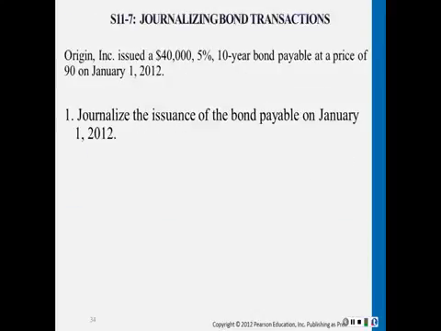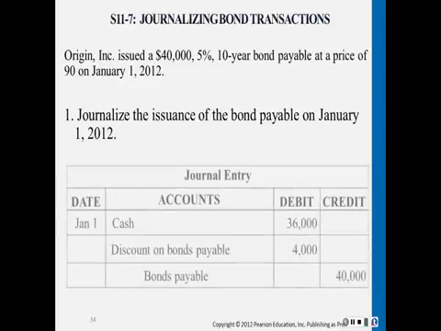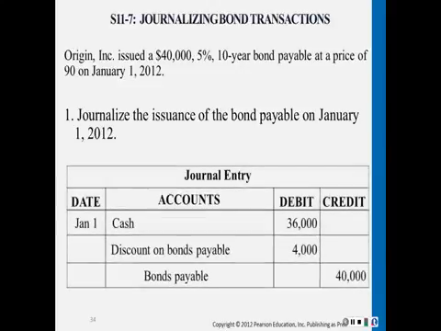Origin Inc. issued a $40,000 5% 10-year bond payable at the price of $90 on January 1st, 2012. Journalize the issuance of the bonds payable on January 1st, 2012. We will receive cash of $36,000, the discount on bonds payable of $4,000 is debited, and bonds payable is credited for $40,000.